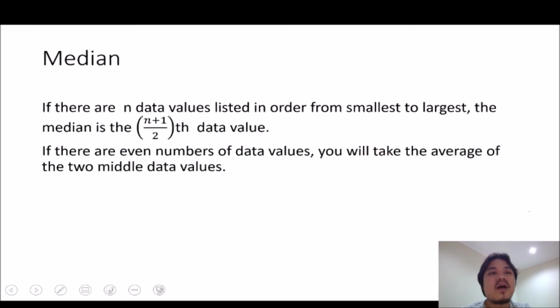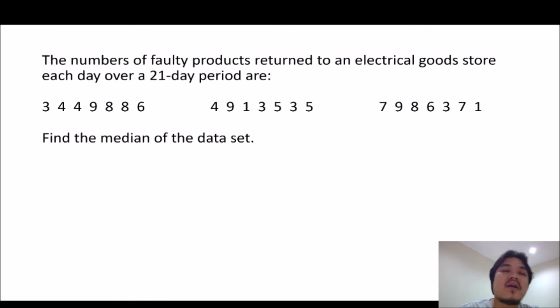Let's now proceed to our third measure of central tendency, which is the median. In the median, if there are n data values listed in order from smallest to largest, so it should be in ascending order, then the median is the (n plus 1) over 2 data value. If there is an even number of data values, you will take the average of the two middle data values. Okay, let us use our data from a while ago.